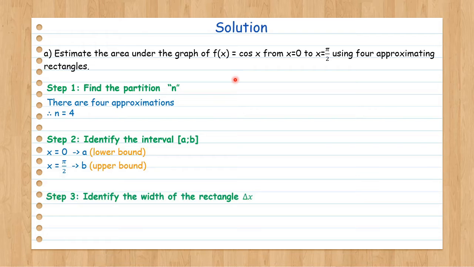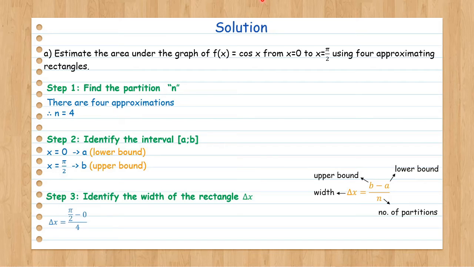Step 3. Identify the width of the rectangle. And the width of the rectangle is change in x. Now, this is the formula to calculate the width or change in x, and that is equal to (b minus a) over n, where change in x is your width, b is your upper bound, a is your lower bound, and n is your number of partitions. So let's do that.